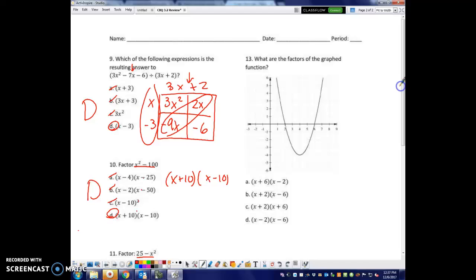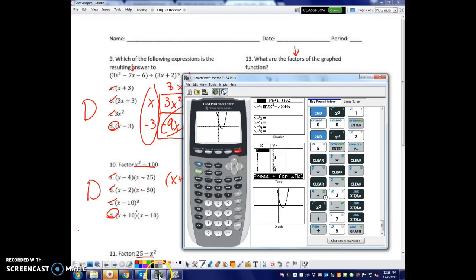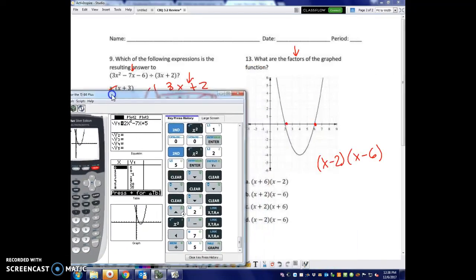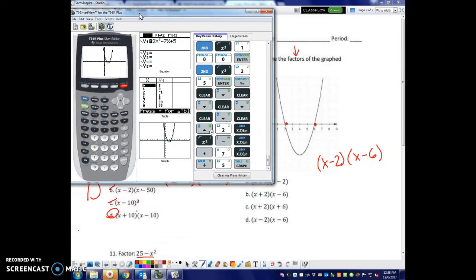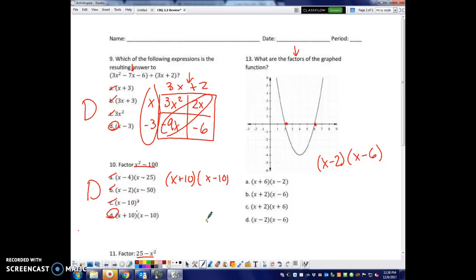Last question. Number 13. What are the factors of the graphed function? Remember, factors also means x-intercept. So we're looking at here and here. Okay? When they're written like this, though, it's always the opposite. So this is a +2, so we write it as x minus 2. This is a +6, we write it as x minus 6. Okay? If you can't remember that, don't count it out. You can still try and get it right. So we have, let me put it up here. This one says x plus 6, x minus 2.